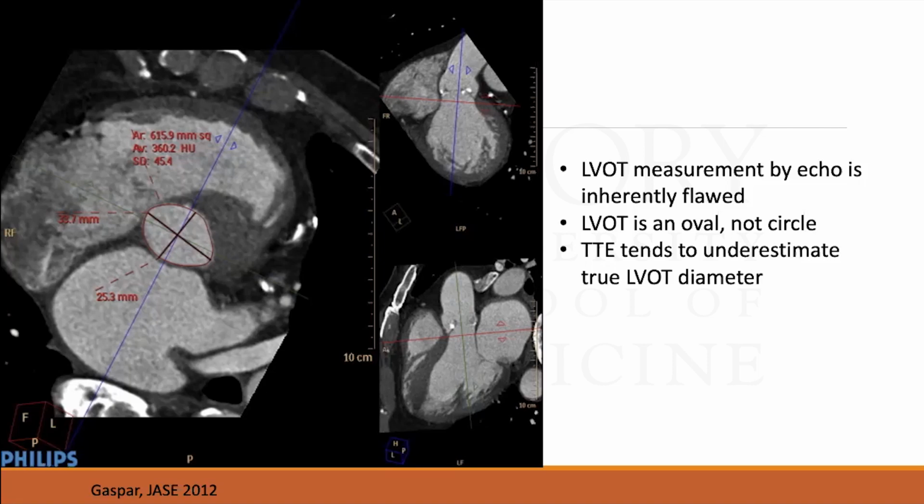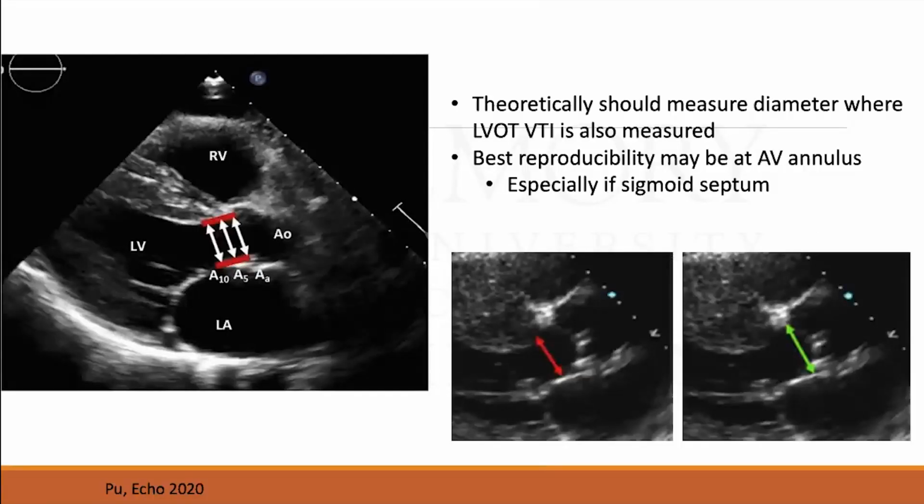the LVOT diameter. And so people have questioned, should you measure the LVOT right at the aortic valve annulus? Should you measure it 5 millimeters back from the aortic valve annulus, maybe even a full centimeter back from the aortic valve annulus? The reason is that theoretically, you should be measuring it where you are also measuring your LVOT velocities.